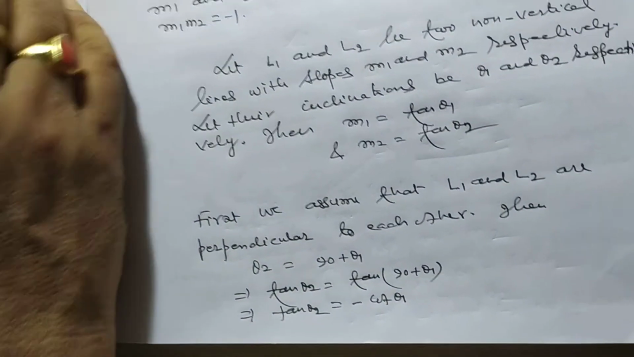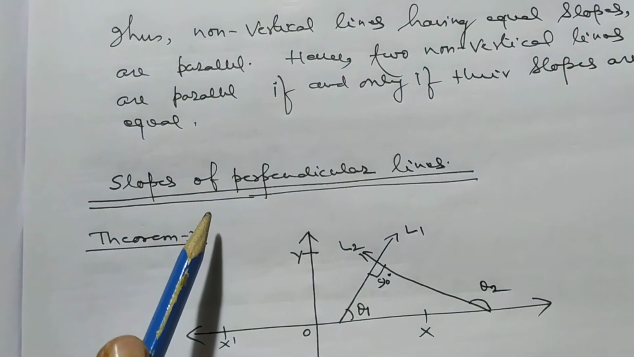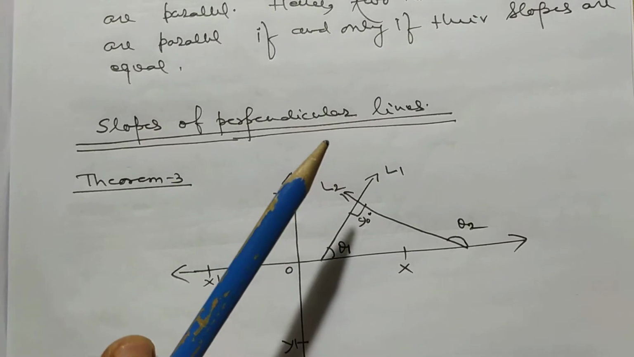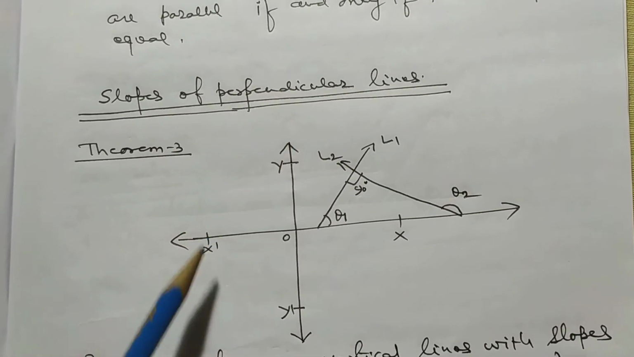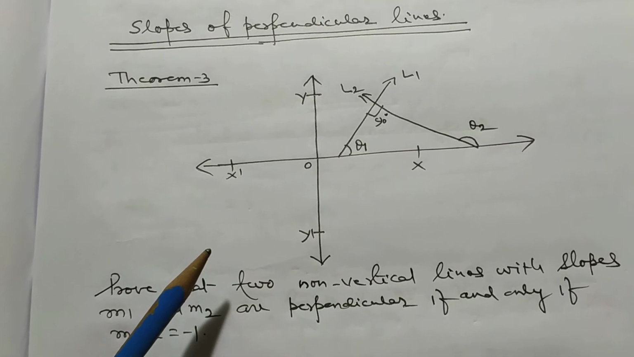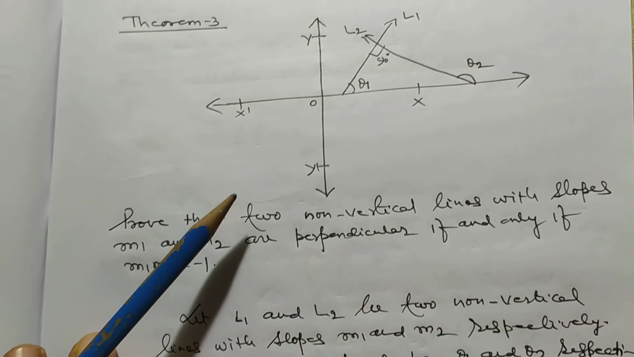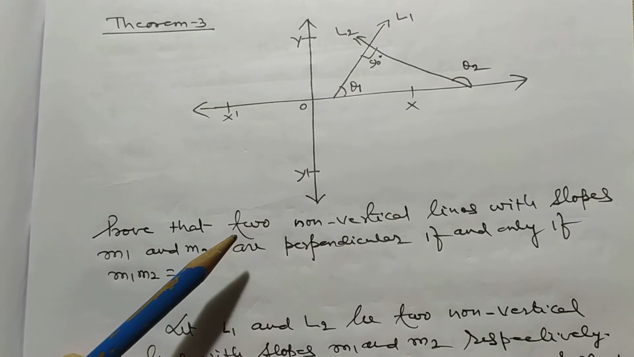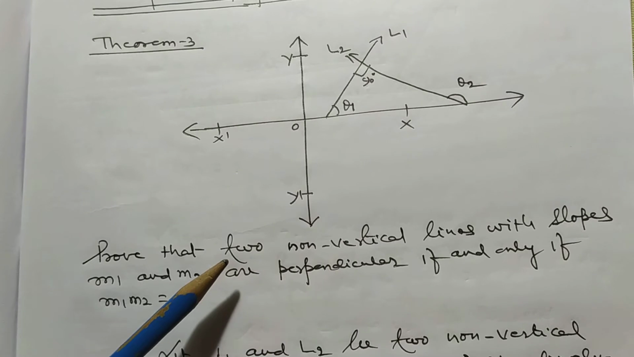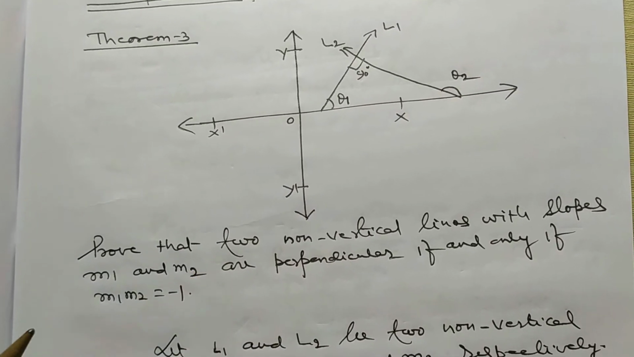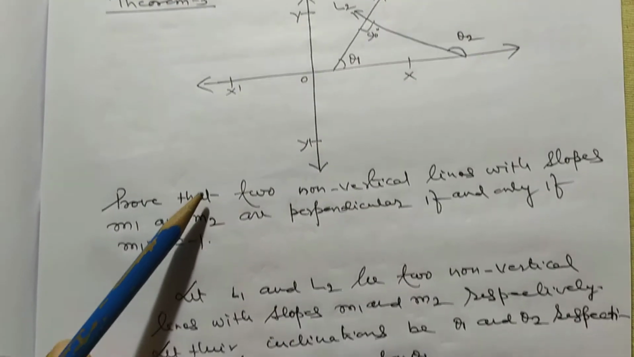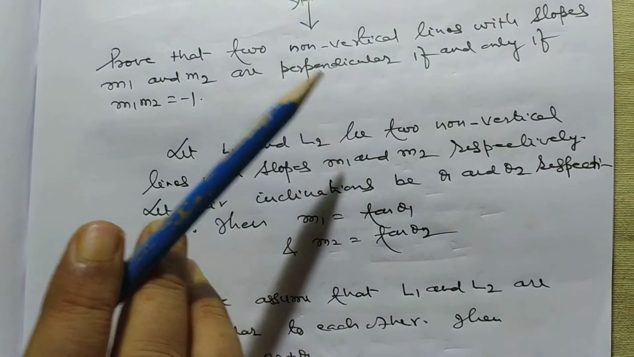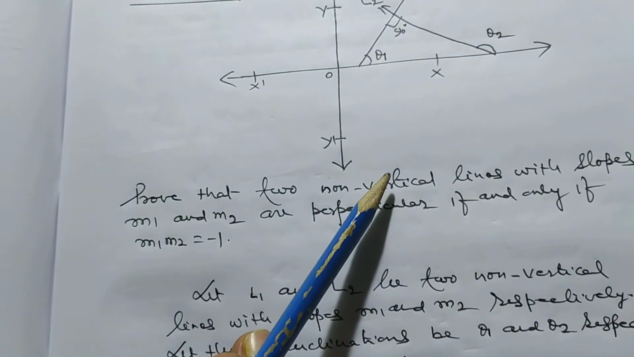Now, my dear student, we want to discuss Theorem 3, slopes of perpendicular lines. If L1 and L2 are perpendicular to each other, then what will be their slopes? My dear students, if two lines are perpendicular to each other, what will be their slope? Here L1 and L2 are perpendicular.